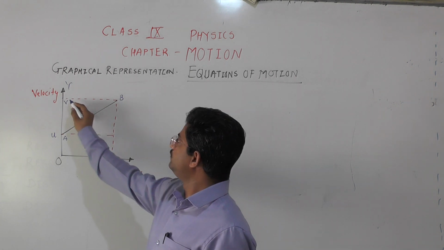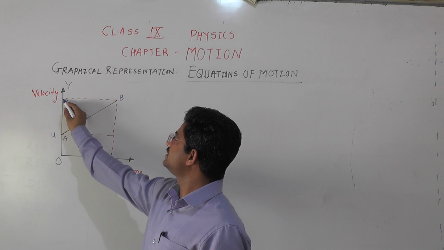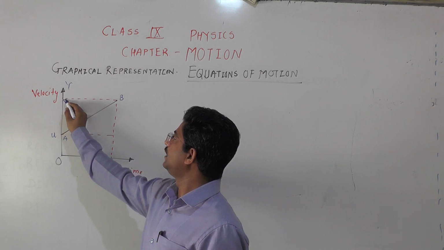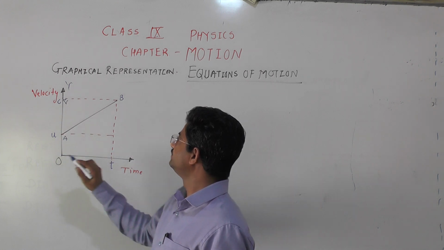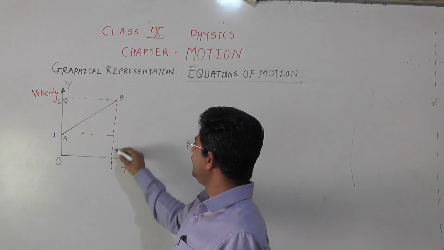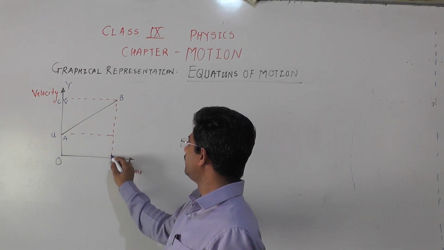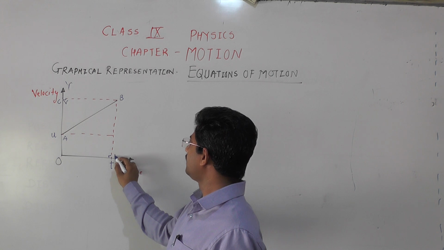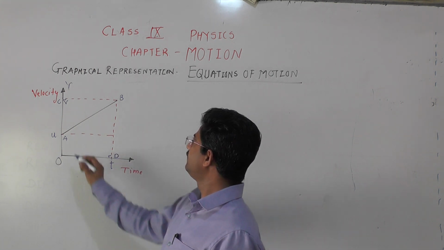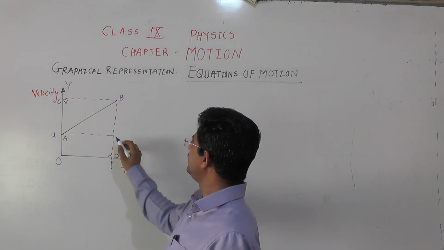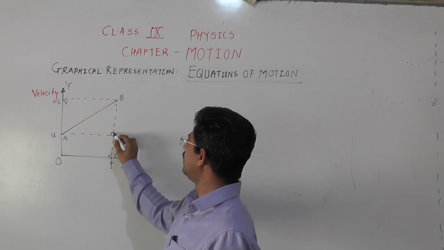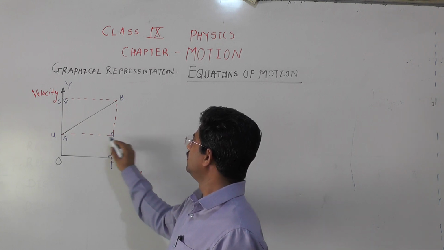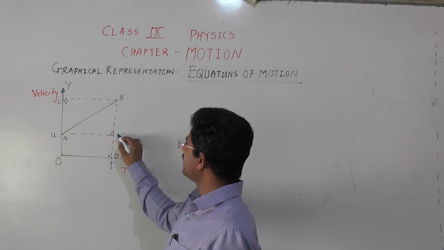Let us draw one perpendicular to the y-axis which intersects, and let us assume that point as C. Again from point B one perpendicular is there, let us assume that point as D, and from point A to BD we draw another perpendicular, we call this point E.